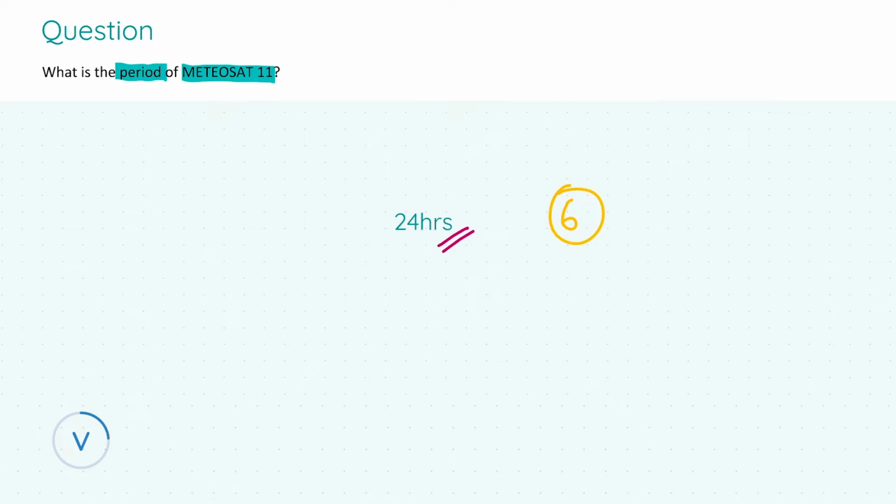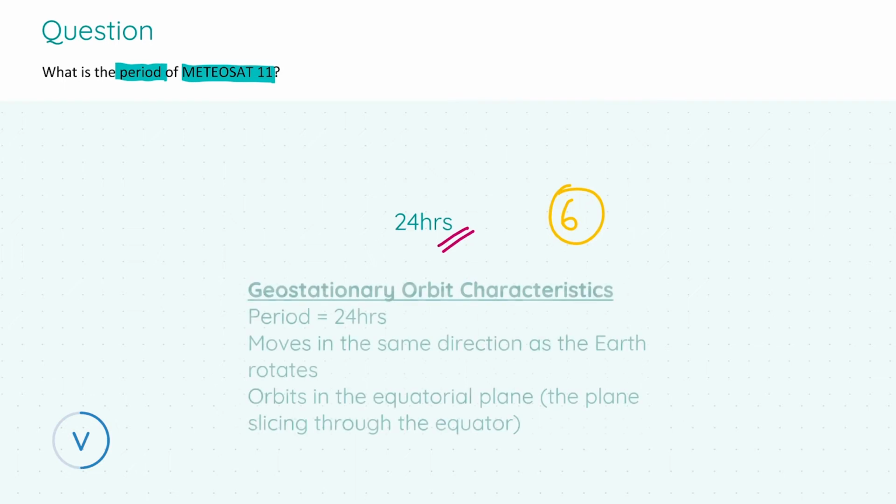This will do. And this comes from the fact that it is in geostationary orbit above the surface of the Earth. Now, satellites which are in geostationary orbit have characteristics. The first being that the period of the orbit is 24 hours. The satellite, when it's in this orbit, moves in the same direction as the Earth rotates, and it also orbits in the equatorial plane, i.e. the plane slicing through the equator.